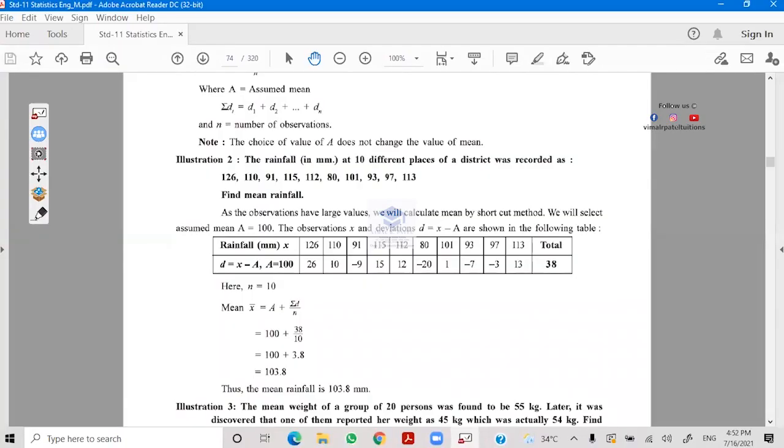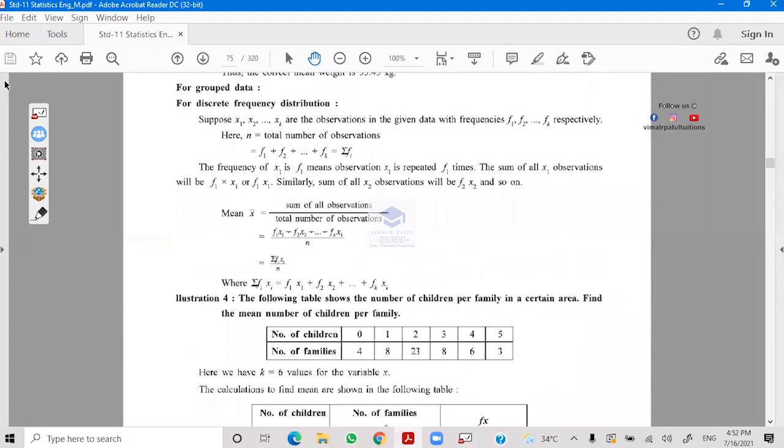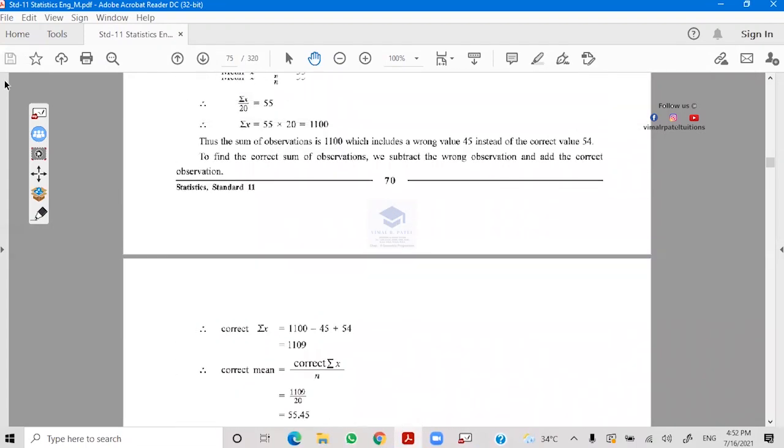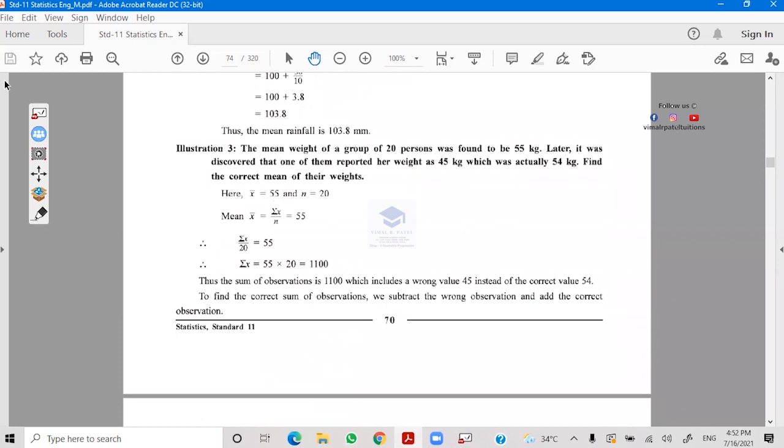Now, the mean weight of a group of 20 persons is found to be 55 kg. So n is given 20, x bar is 55. Later it was discovered that one of them reported weight 45, which was actually 54. So instead of taking 54, we have taken 45. So we have committed a mistake. So now we have to find out the correct value of the mean.